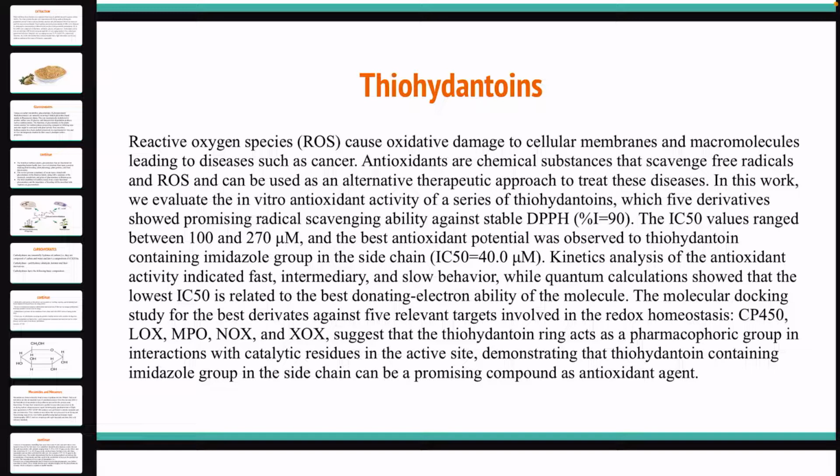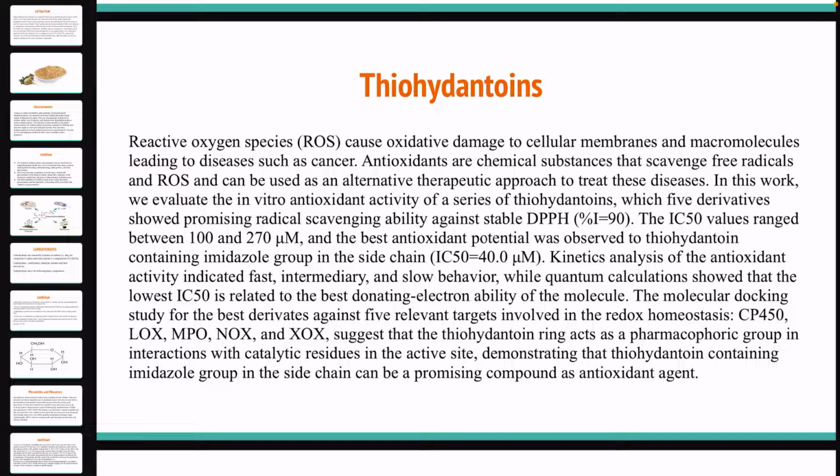Reactive oxygen species, ROS, cause oxidative damage to cellular membranes and macromolecules, leading to diseases such as cancer. Antioxidants are chemical substances that scavenge free radicals and ROS and can be used as an alternative therapeutic approach to treat diseases. In this work, we evaluate the in vitro antioxidant activity of a series of thiohydantoins, of which five derivatives show promising radical scavenging ability against stable DPPH. The IC50 values range between 100 to 270 micromolar, and the best antioxidant potential was observed for thiohydantoins containing an imidazole group in the side chain.